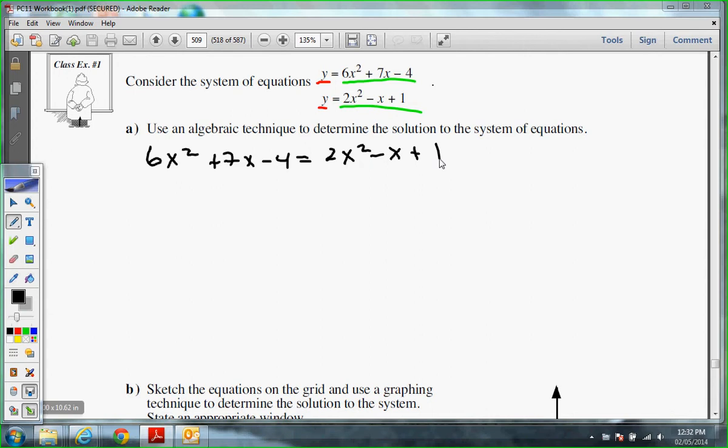So minus the 2x squared, minus x, minus the 1. Just like that. So then we have, right side's gone, so it's equal to 0. 6x minus 2x, 4x squared. 7 plus 1 is 8x minus 5.